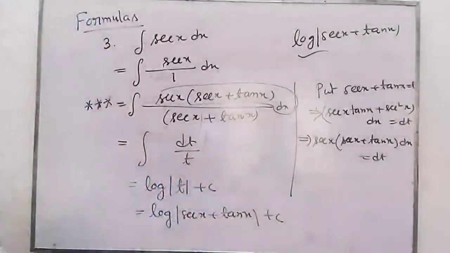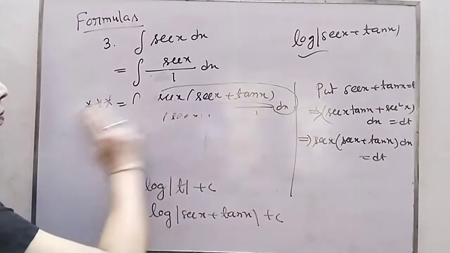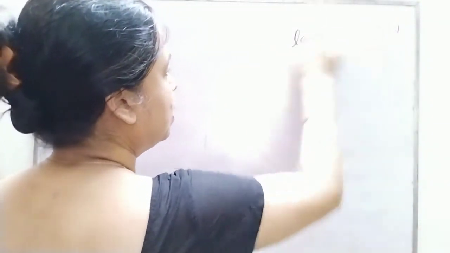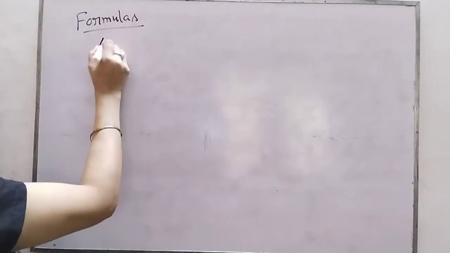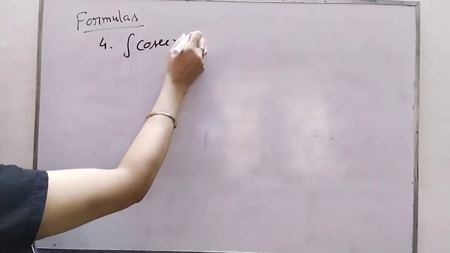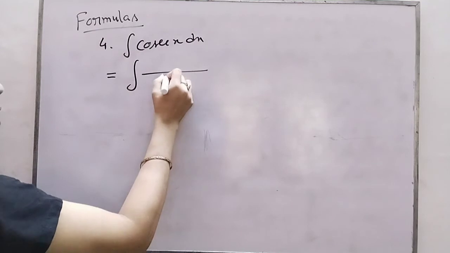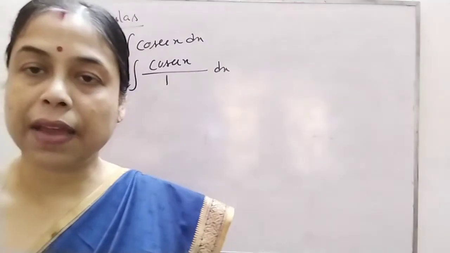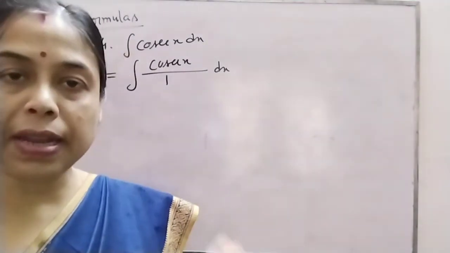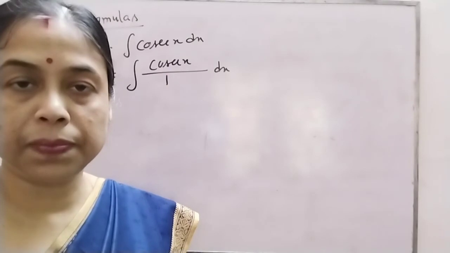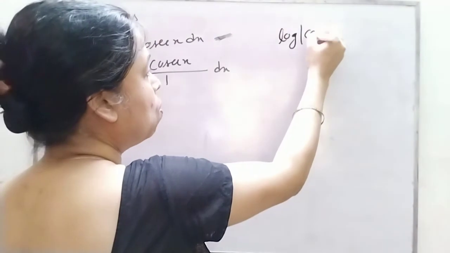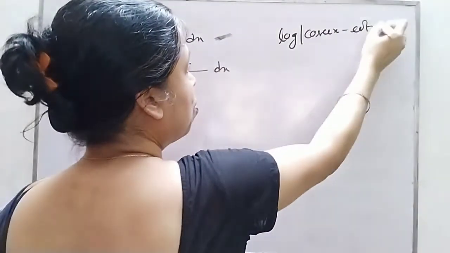Then lastly, one more formula is there. Let me derive that also. That is for cosec x. The cosec x procedure is similar to sec x. So you see, number 4, integration of cosec x into dx, I need. Here also, if I write it as 1 by sin x, this will not help you. As I told you in the sec x formula, I need log of cosec x minus cot x. What is the answer I need? Log of cosec x minus cot x.